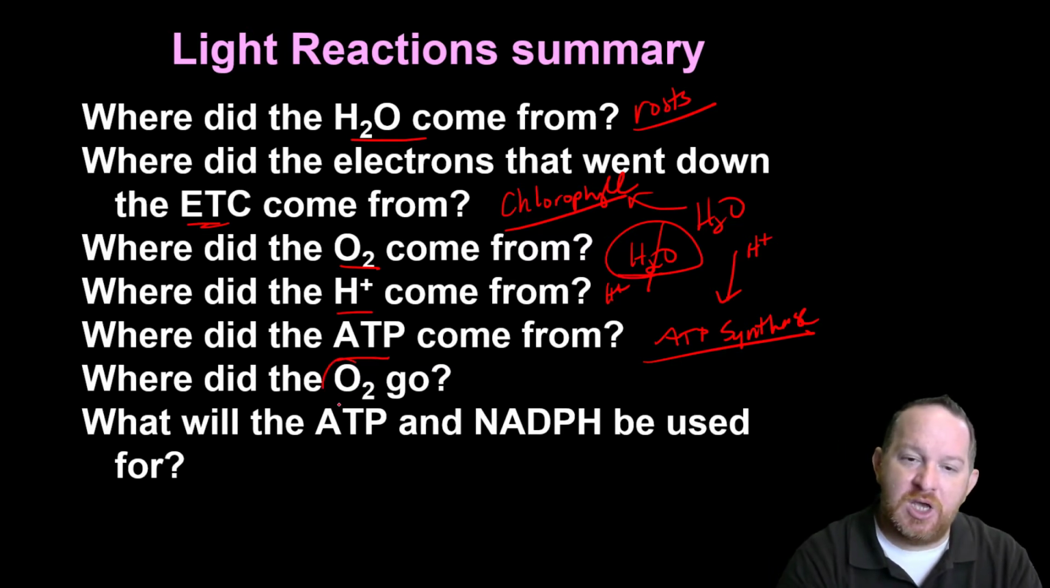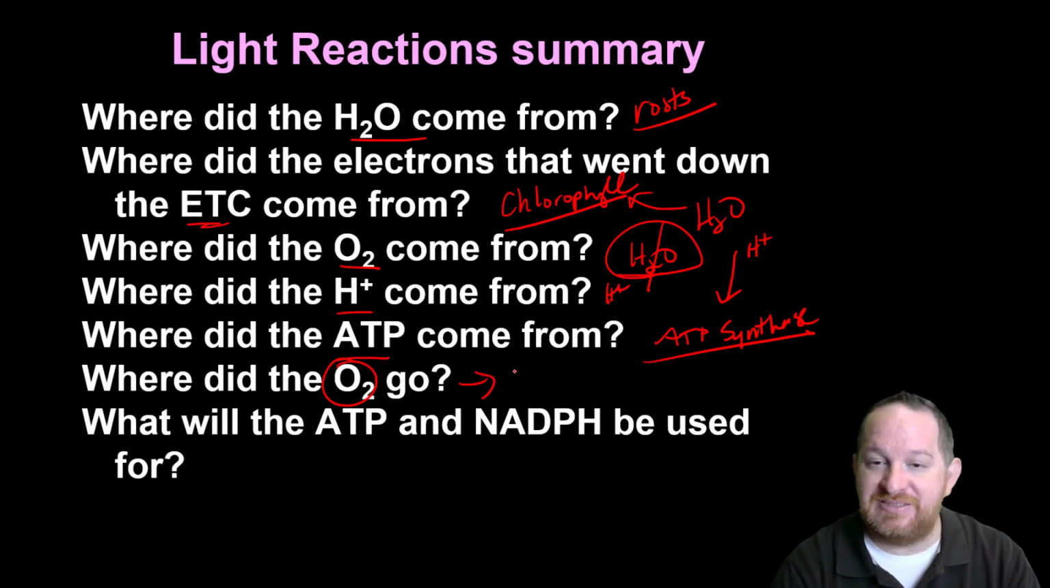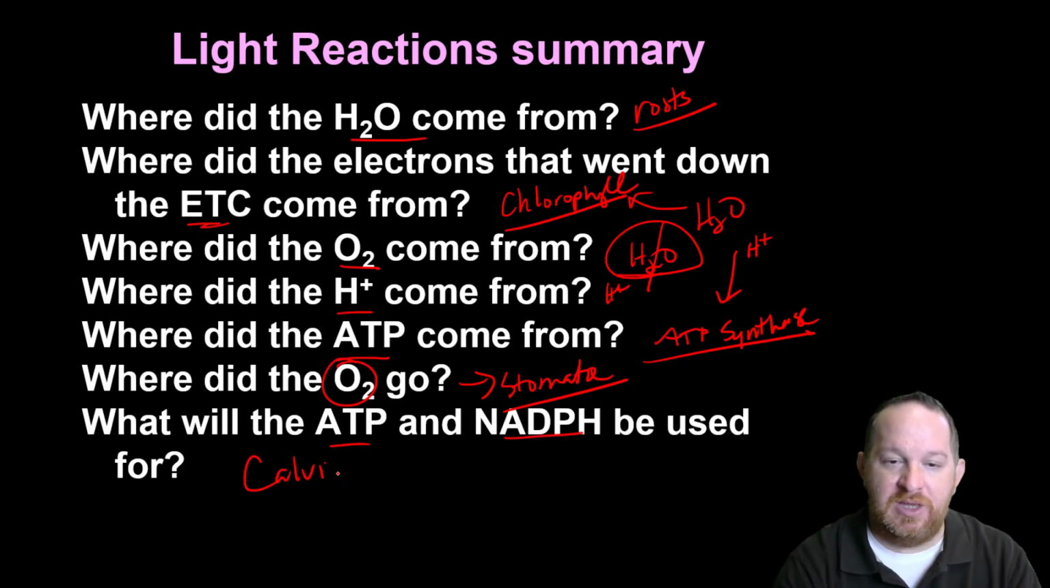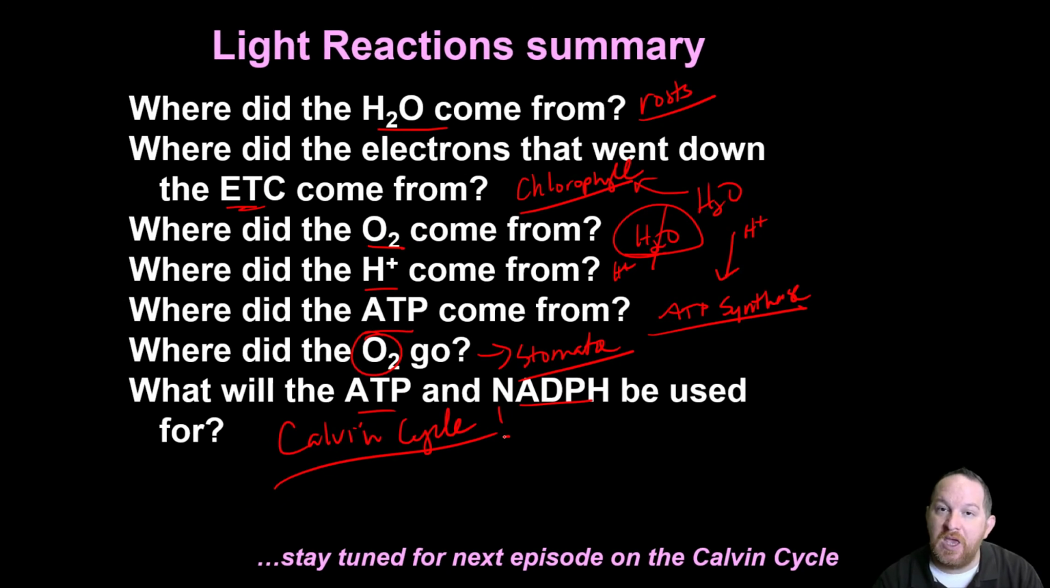Where did the oxygen go? Oh, it's going to go out of the plant, right? Out of the chloroplast, out of the plant, through the stomata into the atmosphere for us to breathe. And what is the ATP and NADPH going to be used for? They're going to be used to make sugar in the Calvin cycle. Okay? So hopefully you were able to answer all those questions. If not, maybe go back, rewatch a few of these ideas from the light reactions and photosynthesis.